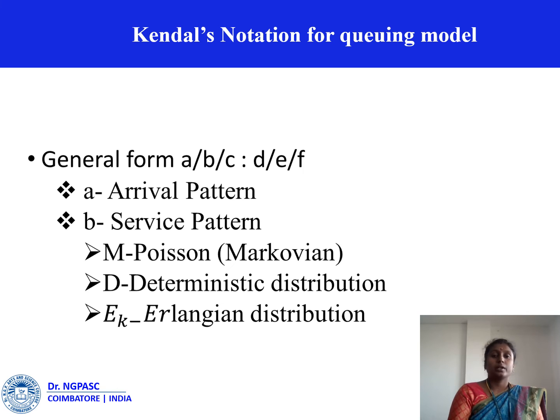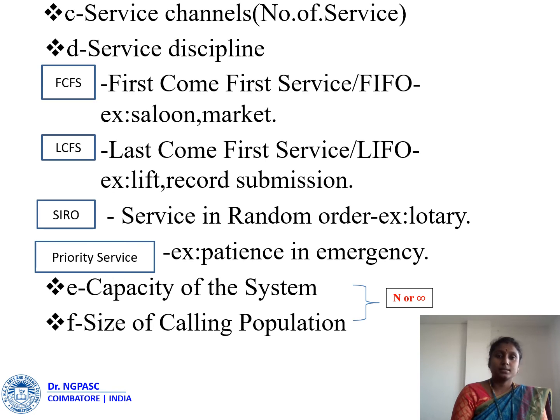Next, Kendall's notation. It is one of the important parts of the queuing model. The general form of Kendall's notation is A/B/C such that D/E/F. A is the arrival pattern and B is the service pattern. Arrival pattern and service pattern follow the three types below. M is Poisson distribution, or D is deterministic distribution, or Ek is Erlang distribution, where k means some constant. Next, C is the service channels, that is the number of servers, that may be 1, 2 or n. Next, D is the service discipline.